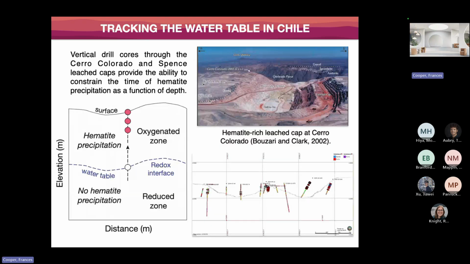So how do we track the water table? So the great thing about working in an ore deposit with a mining company is you get access to drill core. And drill cores are amazing because you get vertical profiles through the crust that you can't really get elsewhere very easily. So what we were able to do is to collect vertical drill holes through both deposits, Spence and Cerro Colorado, and we could then sample hematite that had precipitated in the leach cap in each one and get a depth profile through each of those leach caps.